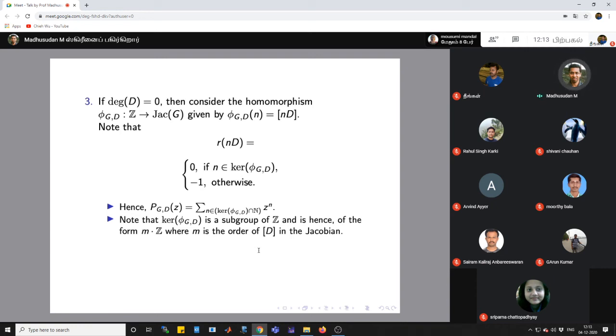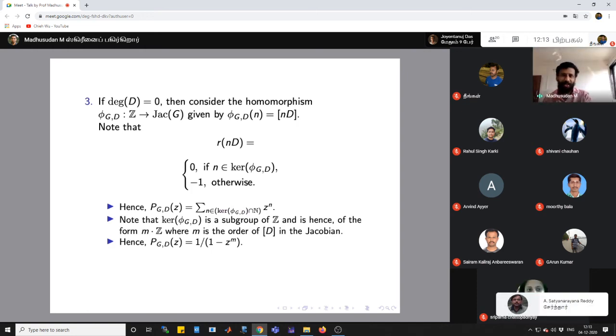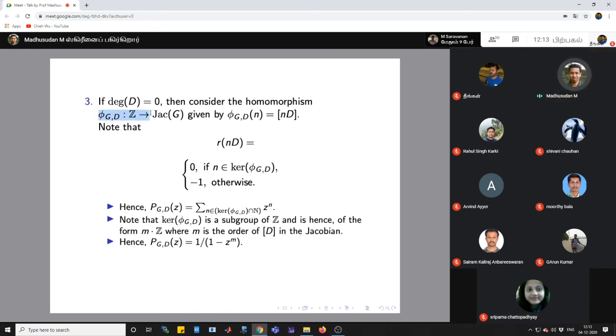So the only other subgroups are of the form mZ, where m is a positive integer. And in this case, m turns out to be the order of the element bracket of D in the Jacobian. Bracket of D is an element in the Jacobian, which is a finite group, so it has an order, and that is exactly m. And the Poincare series is 1 over 1 minus z to the m. It's all just elementary manipulation. The key construction is this homomorphism. Okay. So the Poincare series is rational.